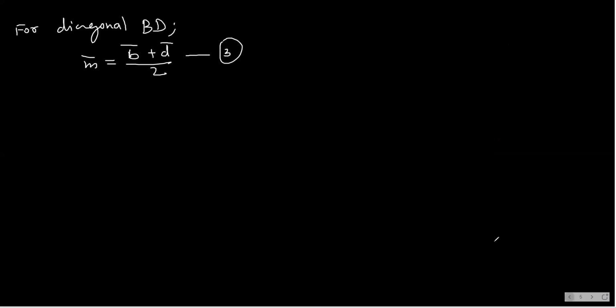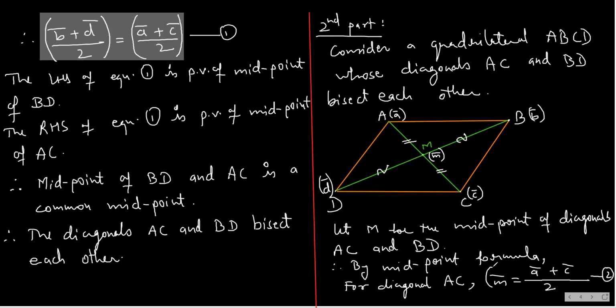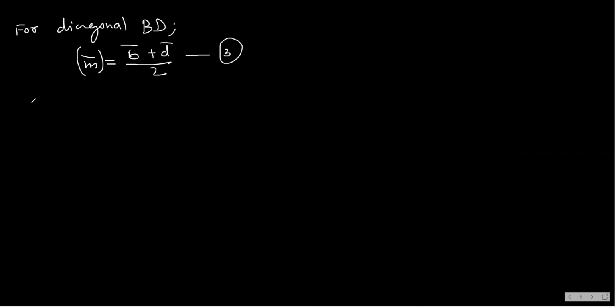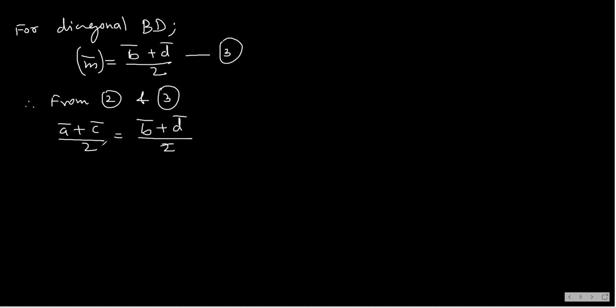What I notice is that equation number 2 is M bar, and equation number 3 is also M bar. So therefore, from 2 and 3, I can write A bar plus C bar by 2 equals B bar plus D bar by 2. So this 2 cancels. So A bar plus C bar is B bar plus D bar.